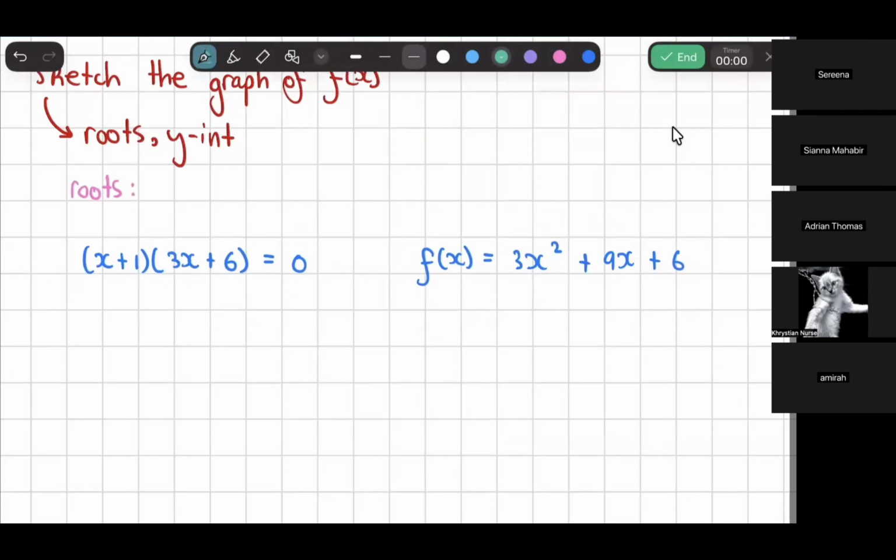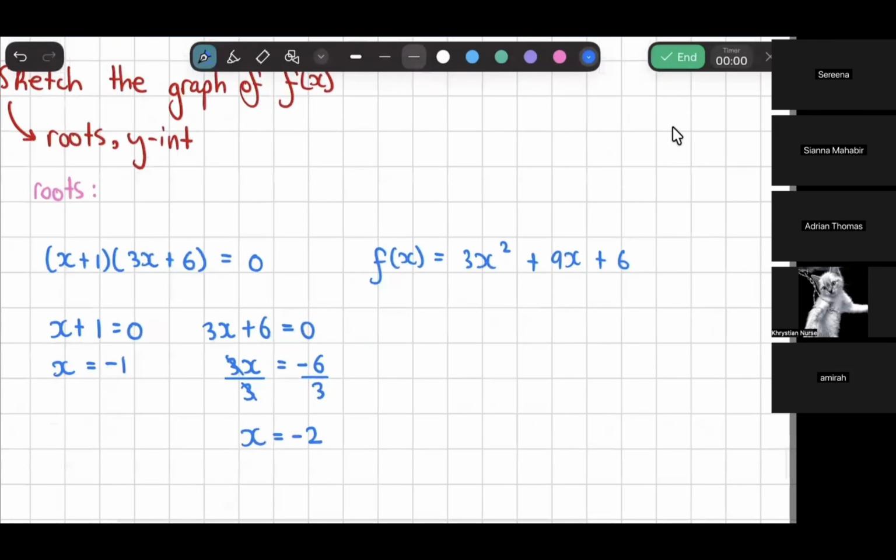Let's continue. So then you would say x plus 1 is equal to 0, and x would be equal to minus 1. And for 3x plus 6 equal to 0, 3x would be equal to minus 6. Then we divide both sides by 3. So you get x is equal to negative 6 over 3, which is negative 2.